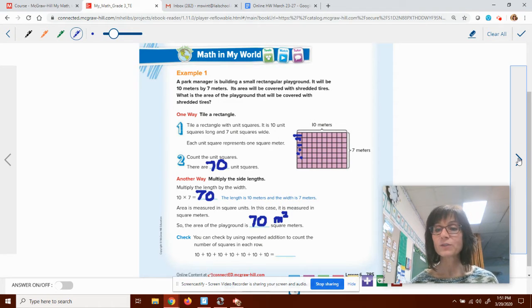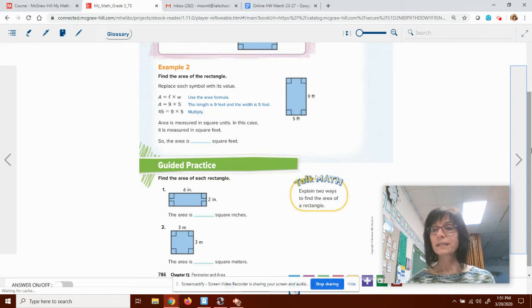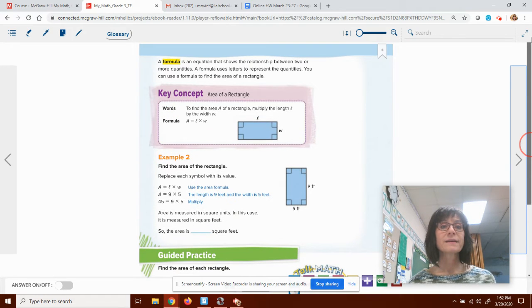Go on to the next page. On the next page, we have the formula. I shared this with you two lessons ago. You got this. The formula, and there's always going to be formulas for math equations. Area equals length times width. So we know anytime we want to find area, it's length times width.